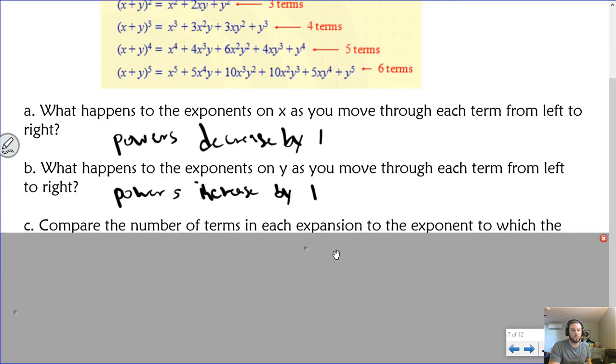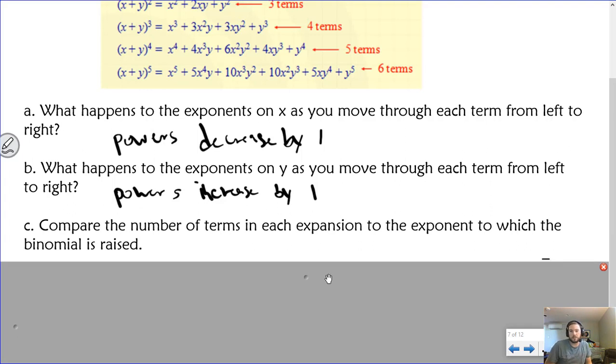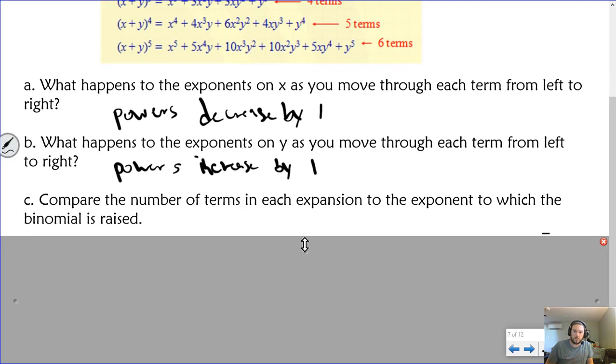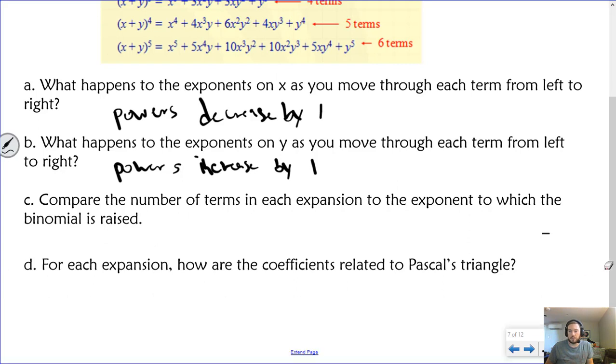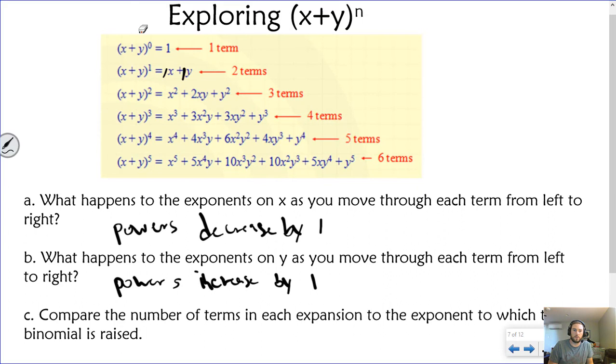Okay, so for part C, compare the number of terms in each expression to the exponent to which the binomial is raised. Just like with the previous slide, the number of terms in each expression is going to be one more than the power on the binomial. Like x plus y to the 5 had 1, 2, 3, 4, 5, 6 terms, and to the 4 had 5 terms, and the 3 had 4 terms, and so on. Finally, for each expansion, how are the coefficients related to Pascal's triangle? Just like the previous slide, the coefficients are the terms in Pascal's triangle, where the 0th row would be 1, and then 1, 1, and 1, 2, 1, and 1, 3, 3, 1, and 1, 4, 6, 4, 1, and so on.